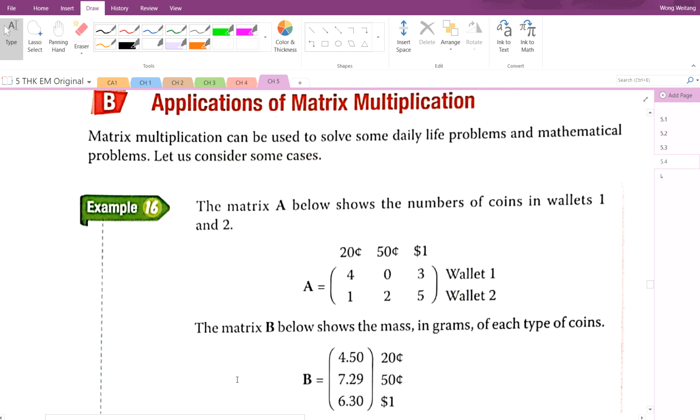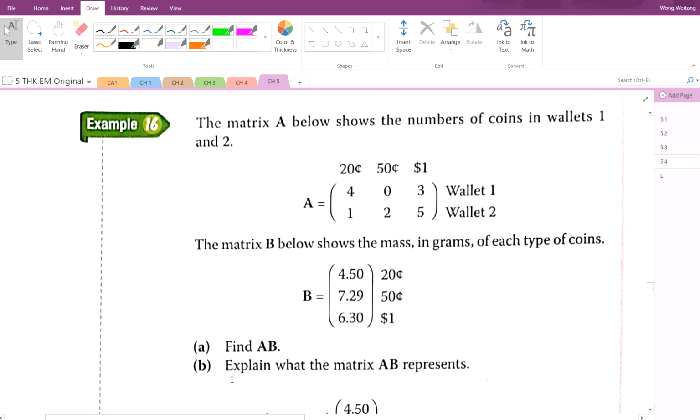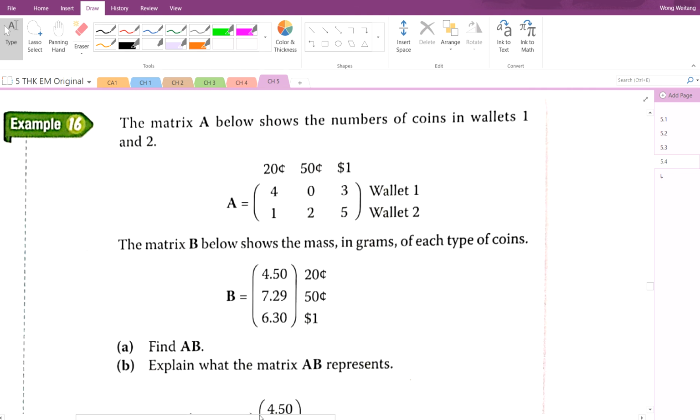Okay, so the next part is the application of matrix multiplication. Let's look at example number 16. 12 minutes, we will finish example 16 and do try it 16. After this, we finish matrices already. So we've got matrix A, number of coins in wallet 1 and wallet 2. Here they write down the headings. And in matrix B, they show the mass of each type of coin.